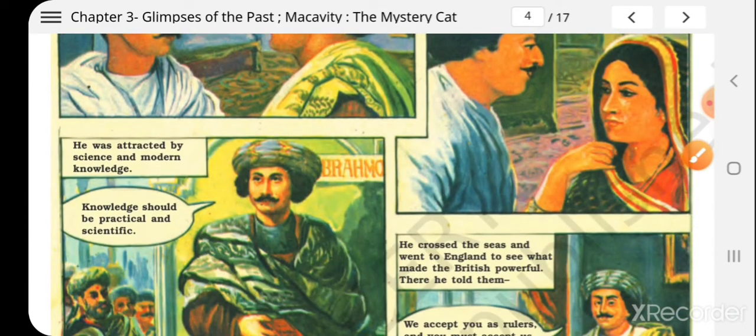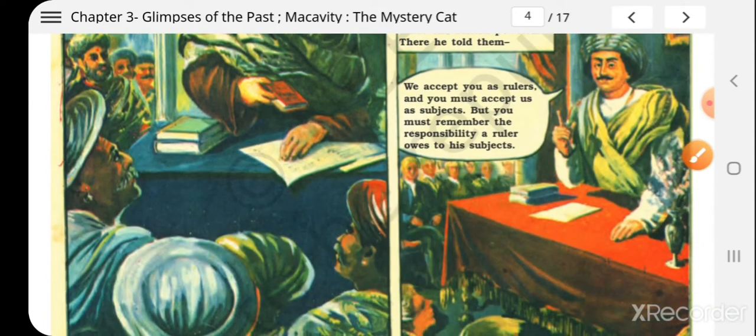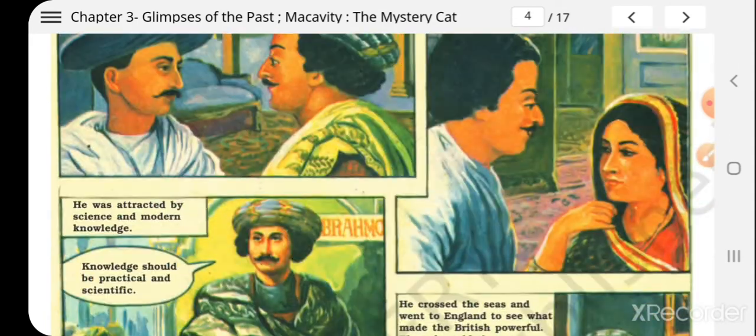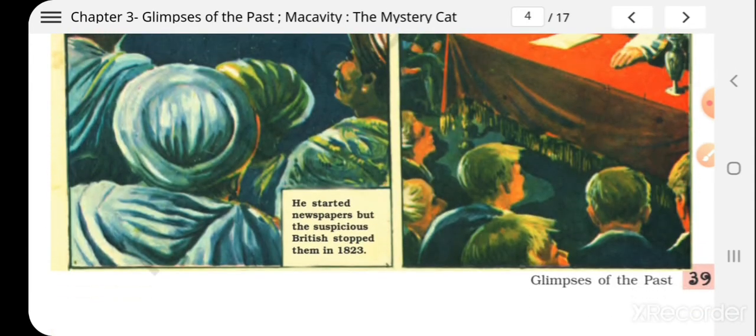आगे देखते हैं. So he was, here you can say, attracted by science and modern knowledge. So he said that knowledge should be practical and scientific. He was in favor of science. ठीक है. Okay, we have to read from here. He started newspapers, but suspicious British stopped them in 1823. He started some newspapers, but the Britishers were suspicious about it. उनको doubt हो गया थोड़ा, and they stopped them in 1823.